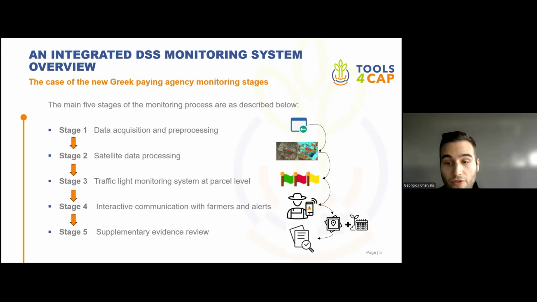Now, in stage number 4, for the yellow parcels, the parcels flagged yellow, automated alerts are sent to the farmers, and they request from them to provide geotagged photos or farm calendar entries. They can provide this information in order to reduce administrative burden and to mark their parcel from yellow to green.